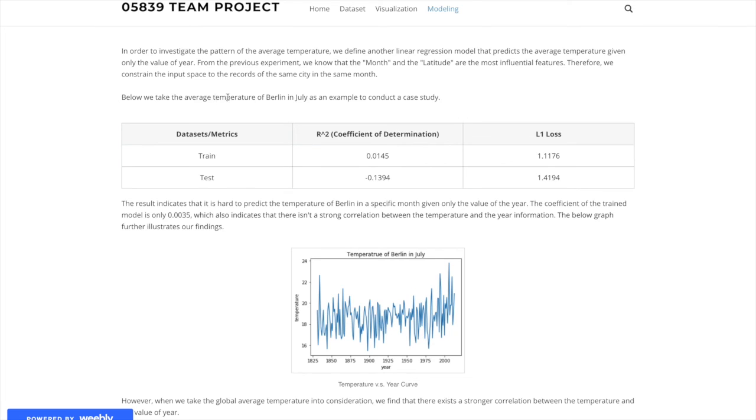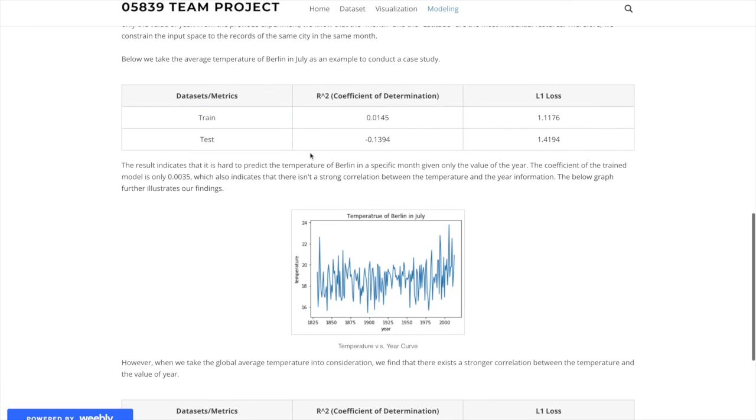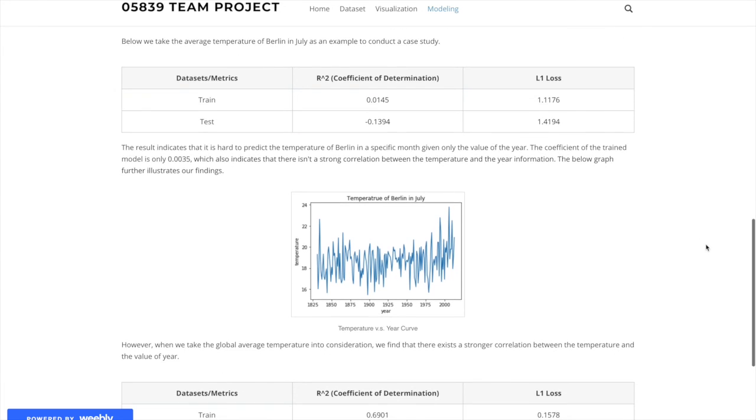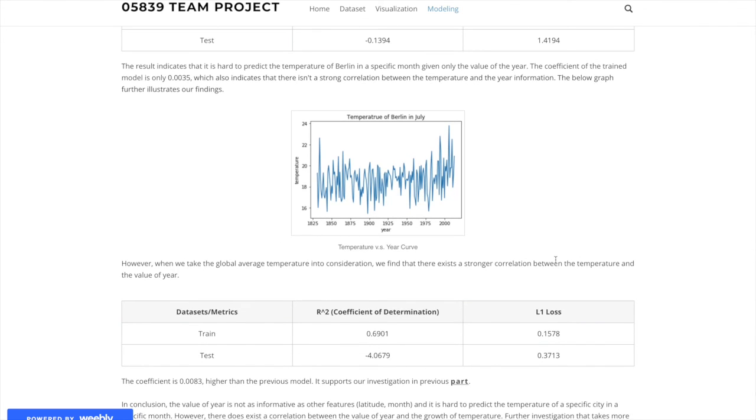Here we take the average temperature of Berlin in July, just as an example to conduct a case study. The results indicate that it's hard to predict the temperature of Berlin in a specific month given only the value of the year. The coefficient of the trained model is only 0.0035, which also indicates that there isn't a strong correlation between the temperature and the year information. The graph below further illustrates our findings.